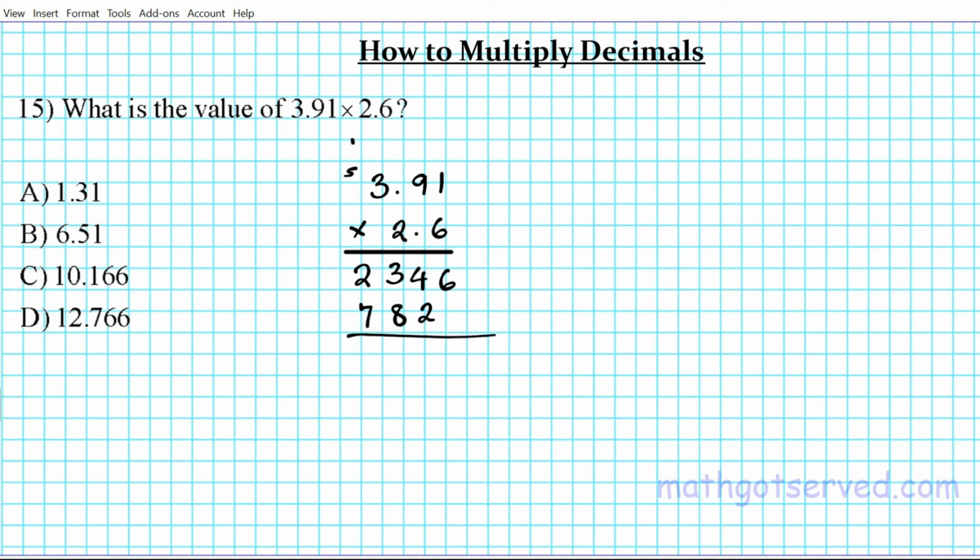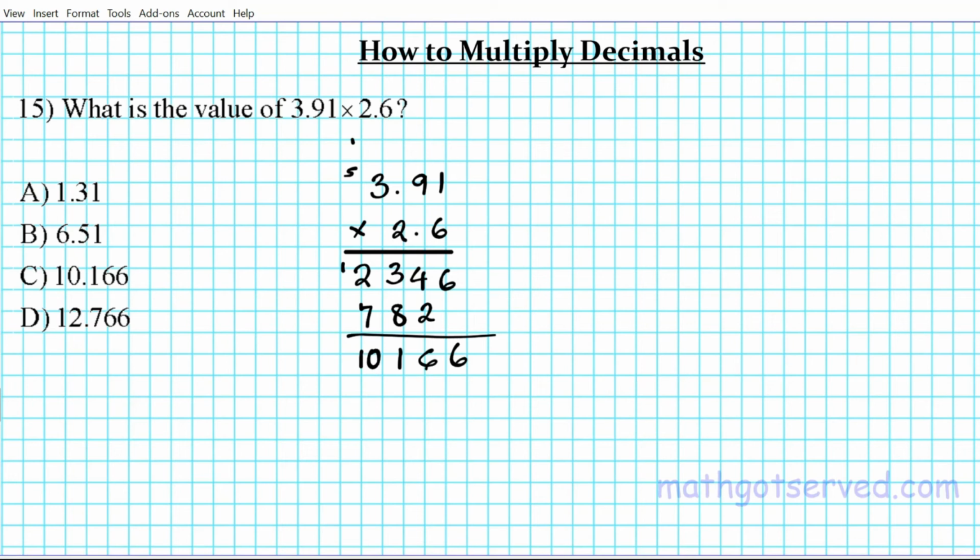Okay, and then go ahead and just add the digits downwards. 6. 4 plus 2 is, sorry, 6 again. And then 3 plus 8 is 11, write 1 carry 1. 3 plus 7 is 10.